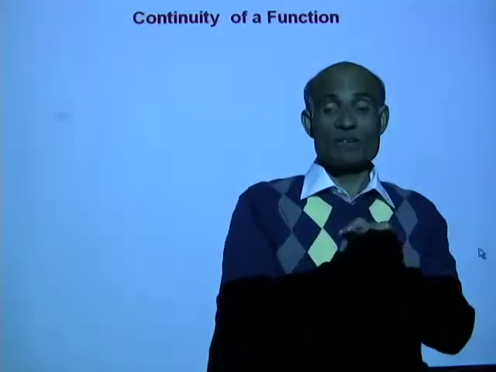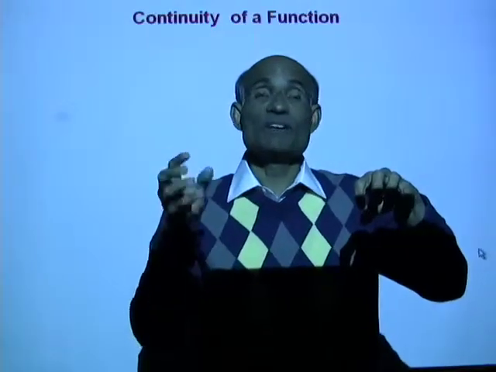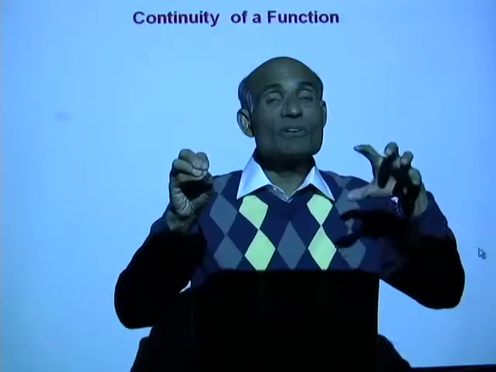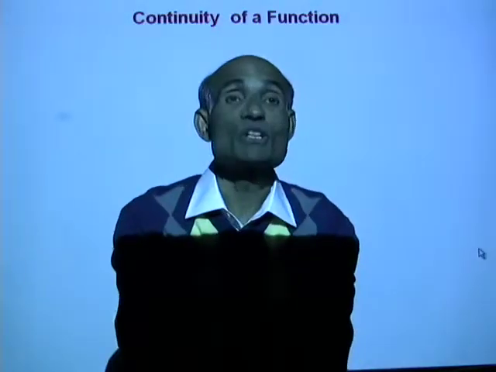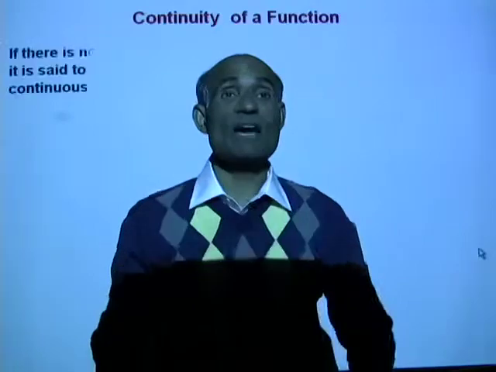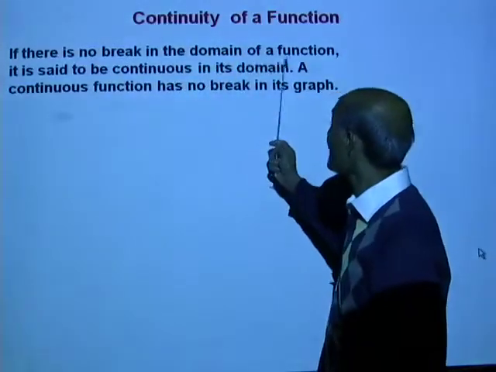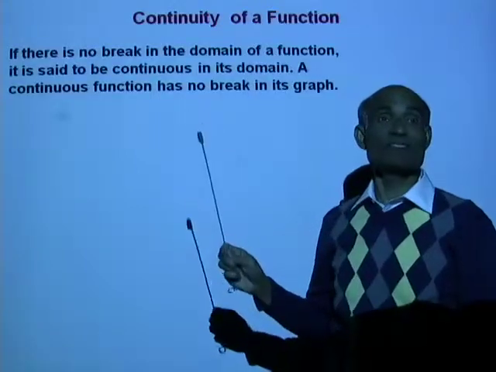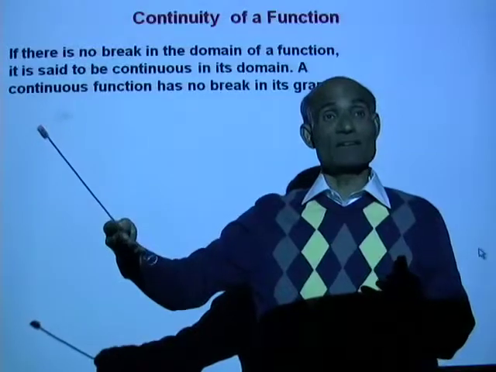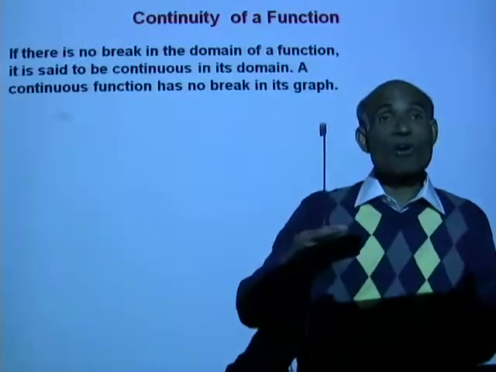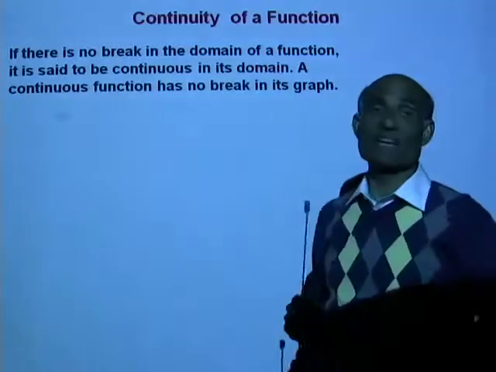For example, the graph of x of t equal to 2t. You can use any input, you will get an output. That means the function will be continuous, the graph will not have a break. If there is no break in the domain of a function, it is said to be continuous in its domain. That means a graph of a continuous function has no break in it.